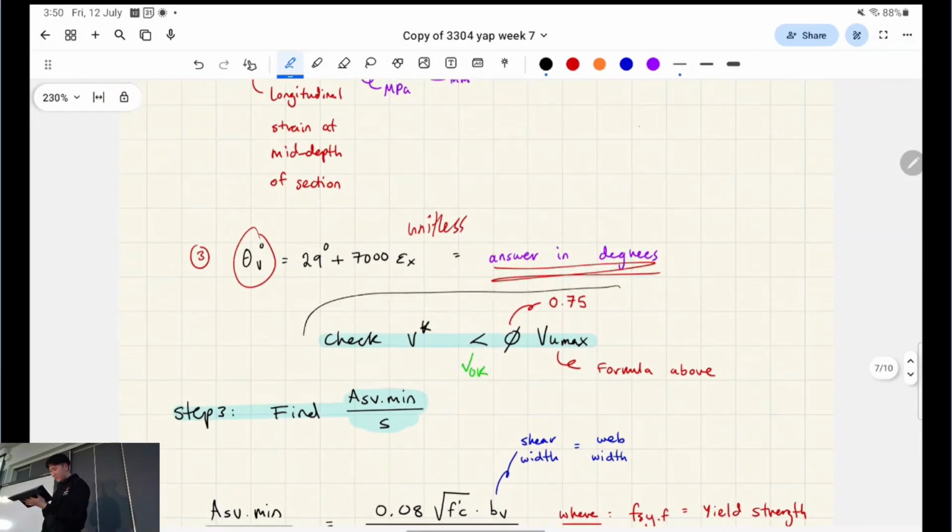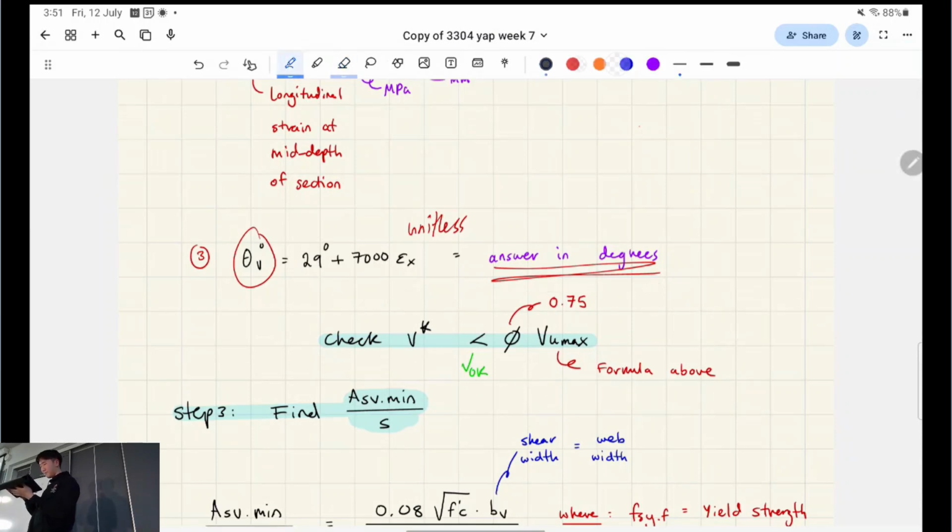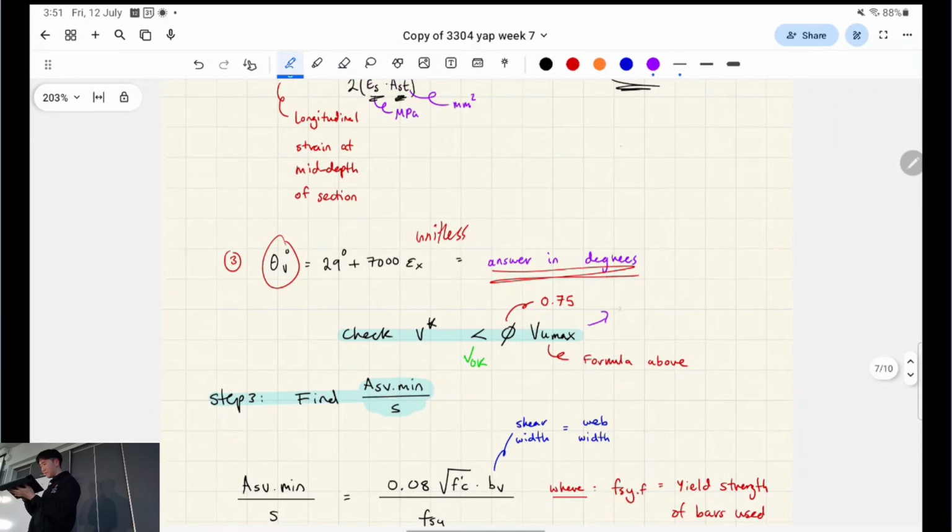And basically, we do a quick check to make sure that the left-hand side, the external shear forces, is less than our web crushing failure, right? So if our web crushing failure fails first, we have to reassess from that point. But in all of your exams and questions, it's always going to pass this check basically. This number will be really high basically.